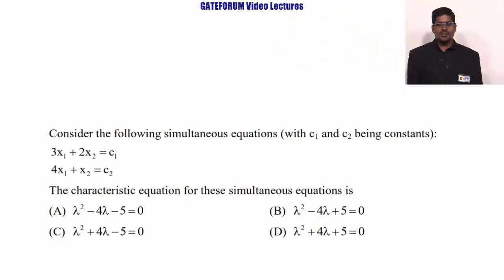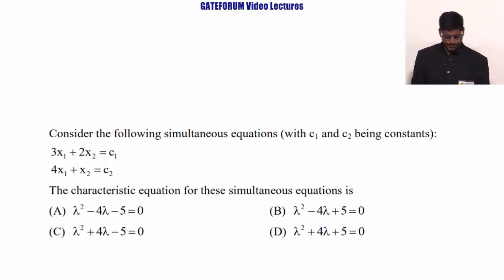Consider the following simultaneous equations with c1 and c2 being constants: 3x1 plus 2x2 is equal to c1, 4x1 plus x2 is equal to c2. The characteristic equation for these simultaneous equations is, options A, B, C, D given. This question is from engineering mathematics. Topic is linear algebra. Subtopic is linear equations with eigenvalues, which is from GATE 2017.